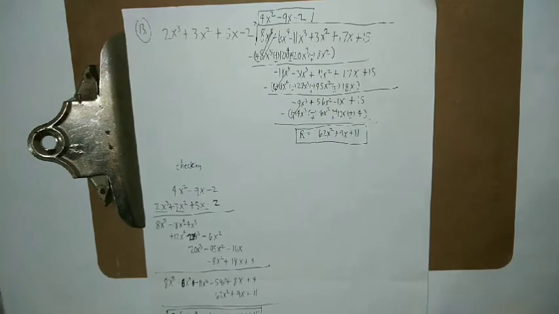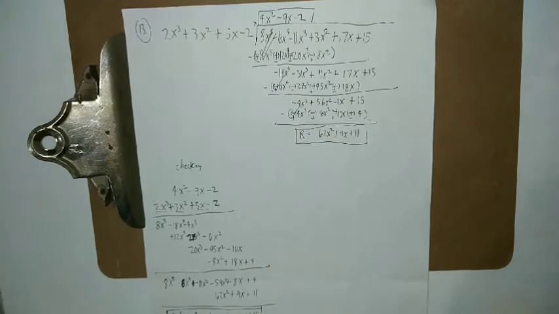So you copy 4x squared minus 9x minus 2. Then you multiply it one by one to 2x cubed plus 3x squared plus 5x minus 2. So it will give you the answer 8x raised to the 5th power minus 6x raised to the 4th power minus 11x cubed minus 59x squared plus 8x plus 4. Then we subtract the answer to the remainder, which is 62x squared plus 9x plus 11.